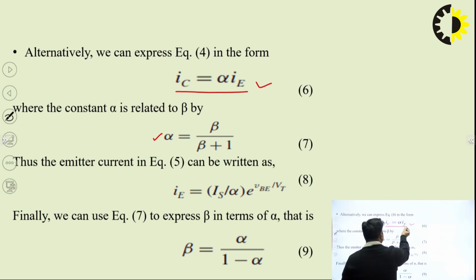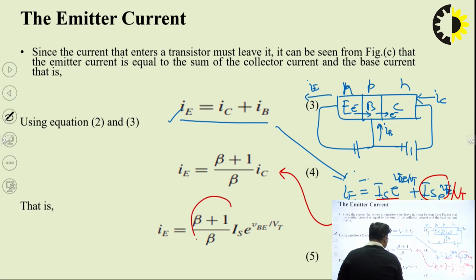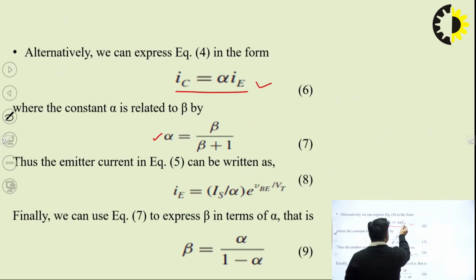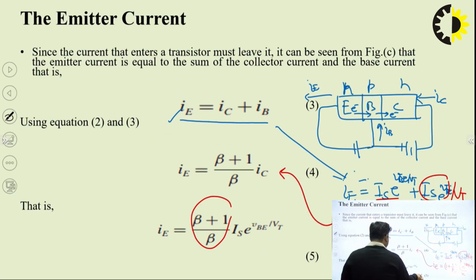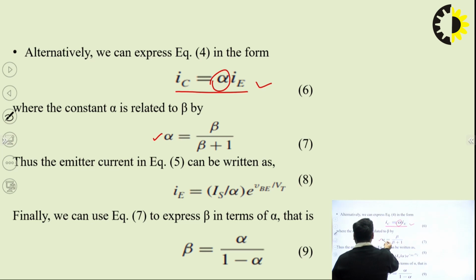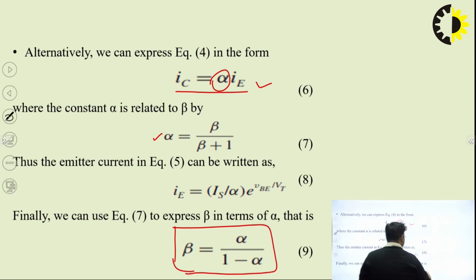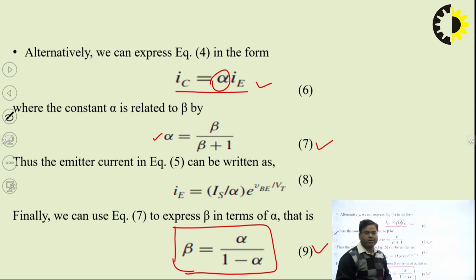We have just written IE is equal to beta plus 1 upon beta IC, and IC is equal to alpha IE. By comparing equation number 5 and equation number 6, we are getting the value of alpha. Alpha is equal to beta upon beta plus 1. So now beta can be expressed as alpha upon 1 minus alpha. In fact, equation number 9 and equation number 7 both are the same equations.